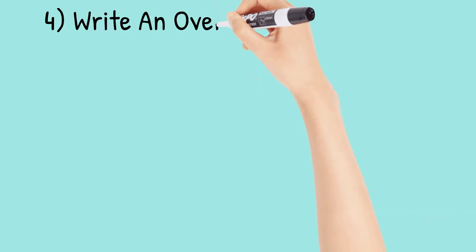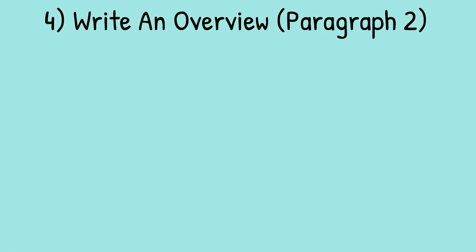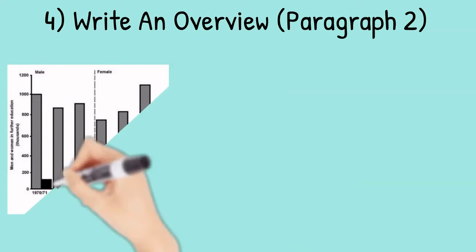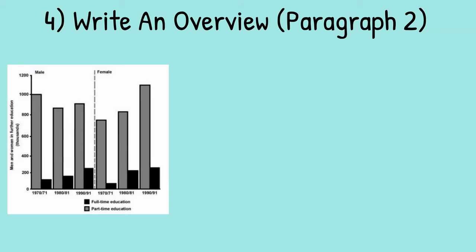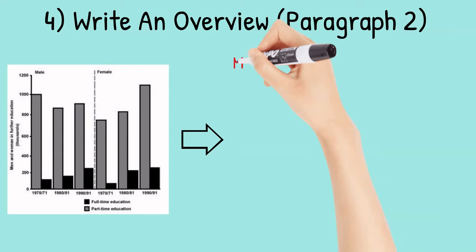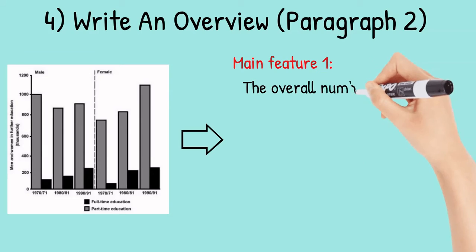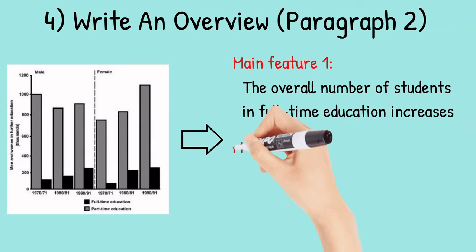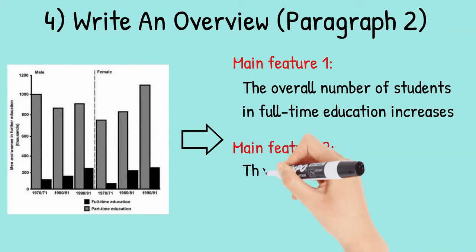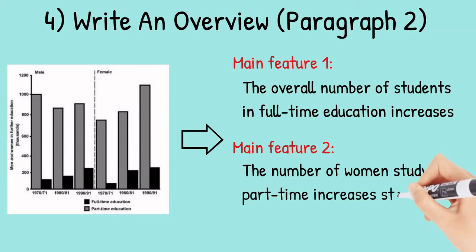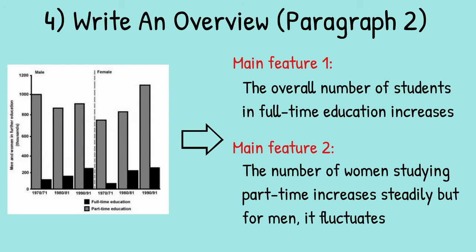Now for the overview. In the second paragraph, you should report the main features you can see in the graph, giving only general information. The details come later in the essay. You should also make any clear comparisons you spot. This is where you write about the general trends. Here are the ones we picked out above. Main feature 1 is the overall number of students in full-time education increases, and main feature 2 is the number of women studying part-time increases steadily, but for men it fluctuates.